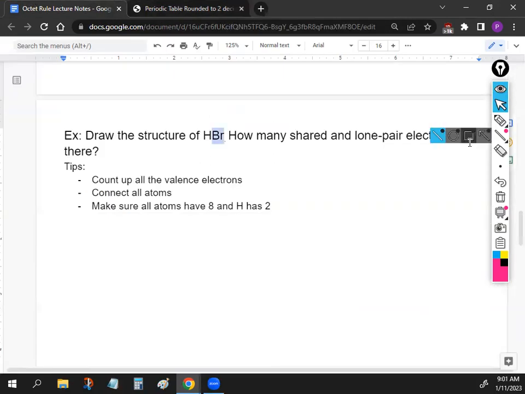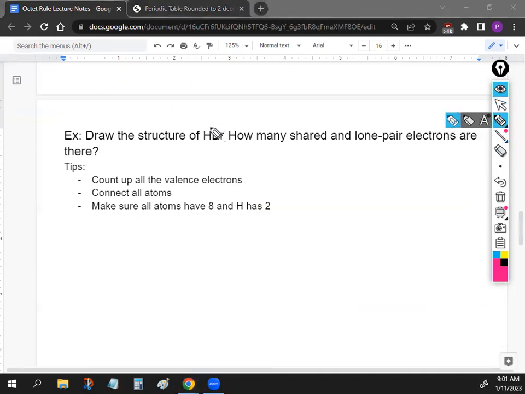Okay, so the first thing you want to do whenever you're drawing these structures is count the valence electrons. Hydrogen has 1 valence electron. Bromine has 7 valence electrons. So if we add them up together, we have 8 valence electrons that we're going to be working with. In this picture that you're going to draw, you can only have 8 electrons. And that's how you'll connect all the elements.